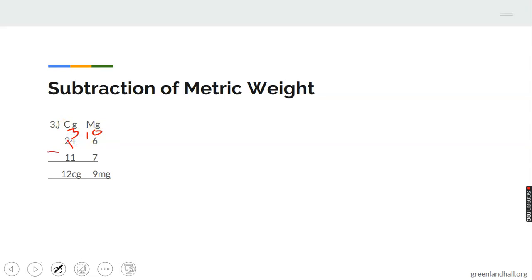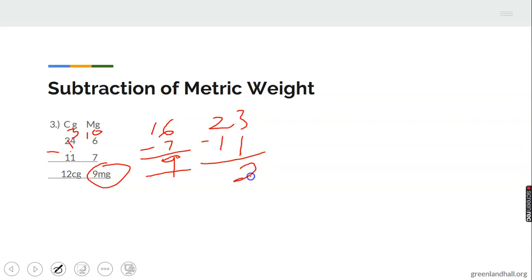So what do we have? 10 plus 6, that's 16. Now we have 16 minus 7. And what would that give us? That's 9. So that's how we get the 9 that is here. Then we have 23 minus 11. Of course, that's very simple. 23 minus 11. 3 minus 1 is 2. And 2 minus 1 is 1. So that's how we get our 12 centigram here. Is that taken?